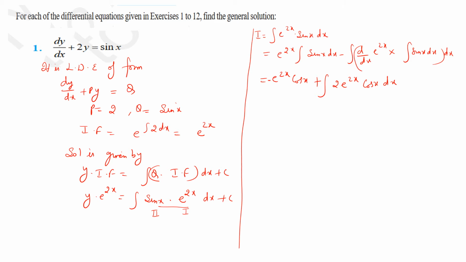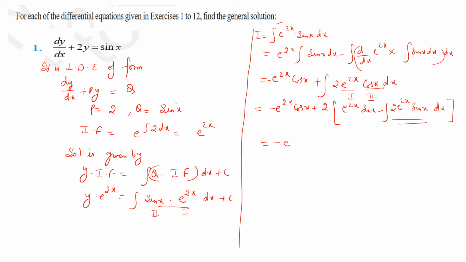Now again, one more time I'll use integration by parts. We are familiar with such kind of questions. So minus e^2x cos x plus 2 is outside. First function, integral of second is sin x, minus integral of differential of first, which is 2e^2x, into integral of second, which is sin x dx. Now clearly, if you remember, this becomes the same as your integral. This is I, so it will become 2I.